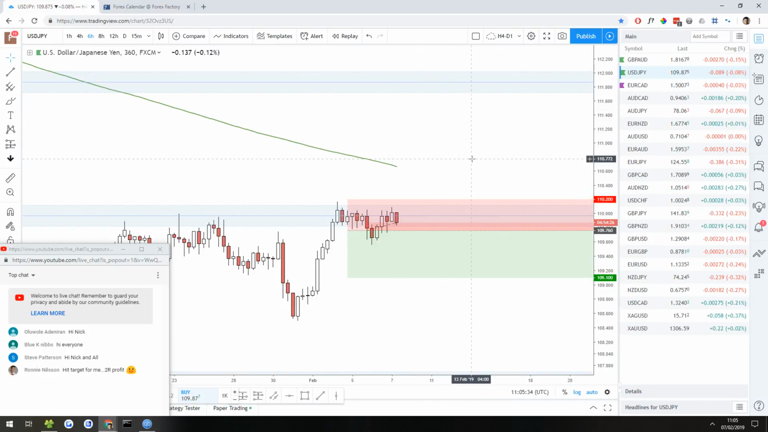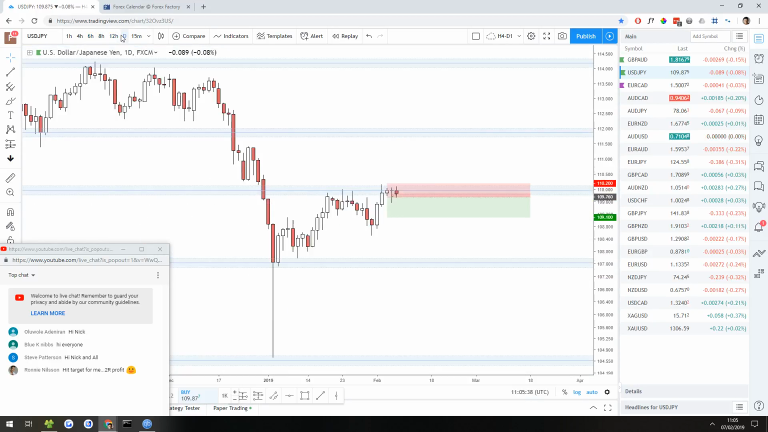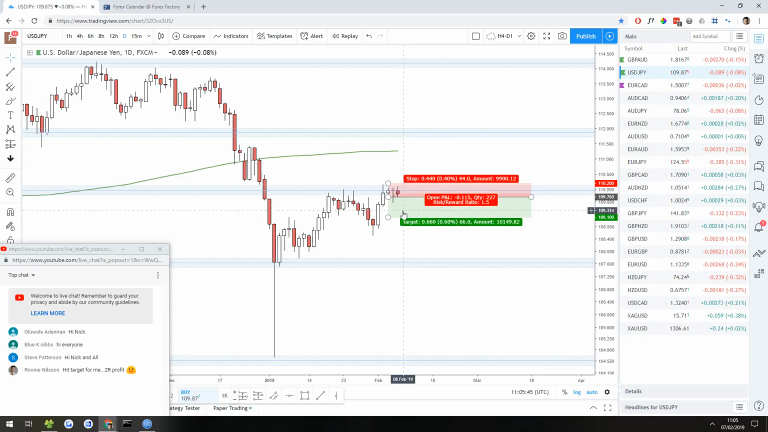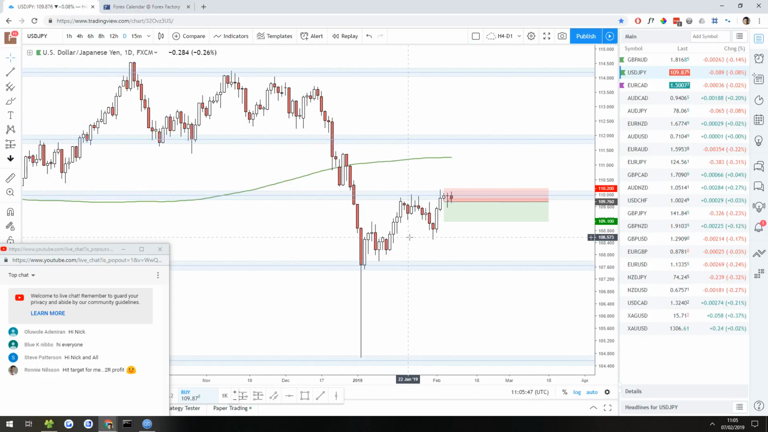USDJPY. I'm short on USDJPY. I believe I shared this trade on Tuesday or Wednesday. I entered it yesterday. Obviously not going that well, not going that well at all. It's just kind of sitting around the entry. I'm going to hold on to it.